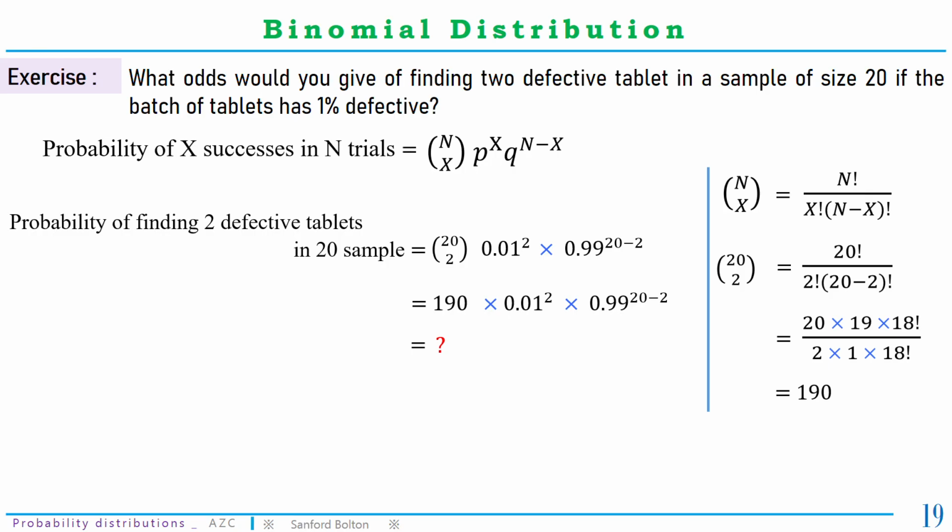Probability of finding 2 defective tablets in 20 sample obtains is 0.0159.